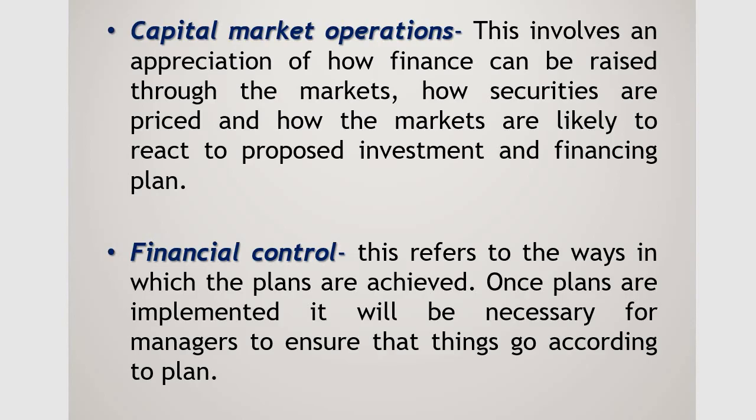Good. And then we have financial control. This refers to the ways in which financial plans are achieved. Once plans are implemented, it will be necessary for management to ensure that things go according to plan. So the finance function helps us control our financial activity, meaning whatever has been planned or projected, managers have to ensure things work out according to those plans. Hope you are good with it.